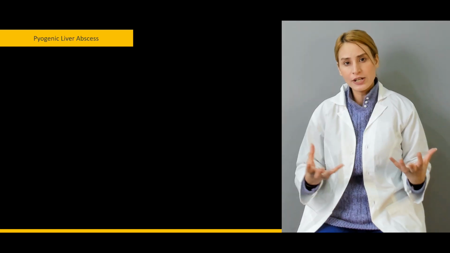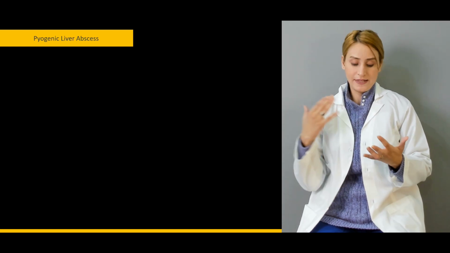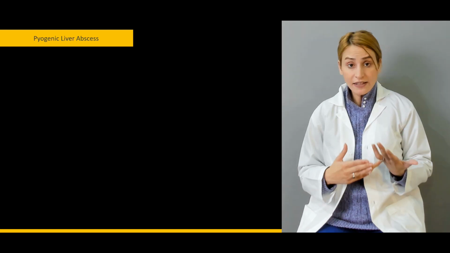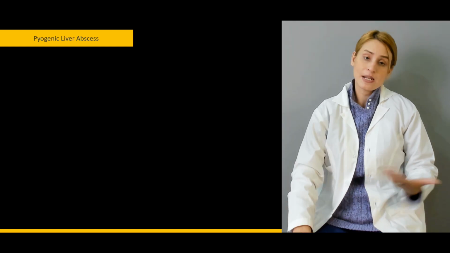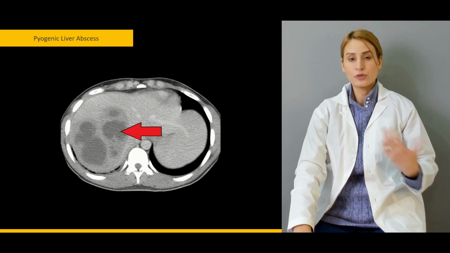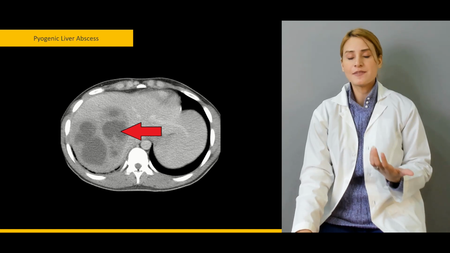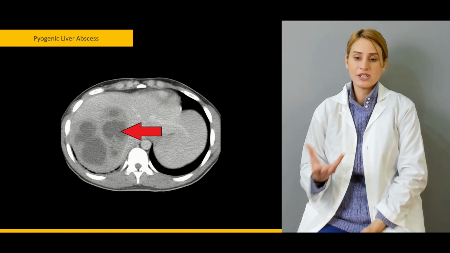And the causative organisms behind this can be E. coli, Escherichia coli, they can be Proteus, there can be Staphylococcus, there can be Streptococcus milleri, and Streptococcus faecalis. These are the important organisms which are actually responsible. They're all coming from within the gut, and they're causing a pyogenic liver abscess.